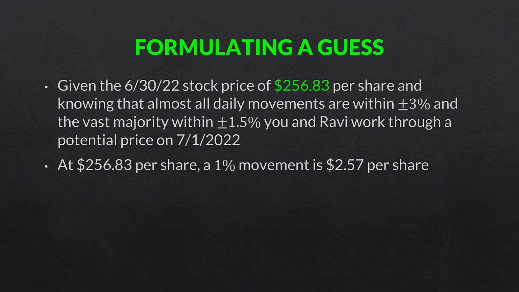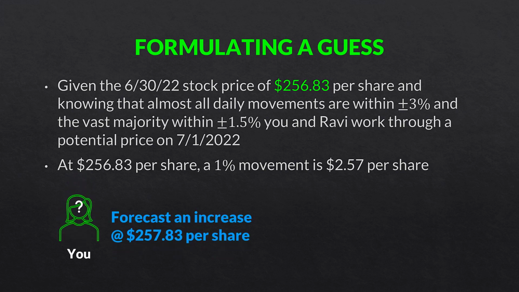So when you make your educated guess, if you're thinking about 1% movement either way, you're going to add or subtract $2.57 per share based on the price above of $256.83. That will allow you to make an educated guess within the parameters of what you would expect. So you come out with a forecasted guess. We're going to forecast an increase in Microsoft share price up to $257.83 per share. So your forecast is for it to increase by $1 per share from $256.83 to $257.83.